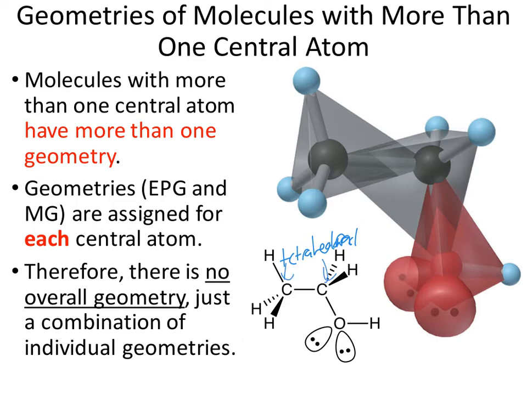Now, when we look at this oxygen, we can see that we have 1, 2, 3, 4 areas of charge, so our EPG is going to be tetrahedral, but our MG will be different because we see that we have our 2 lone pairs. So a steric number of 4 with 2 lone pairs, that's going to be called bent.